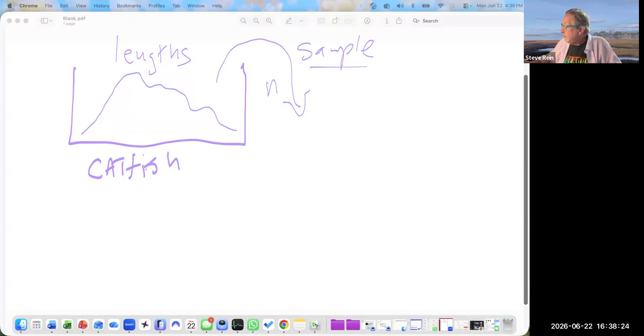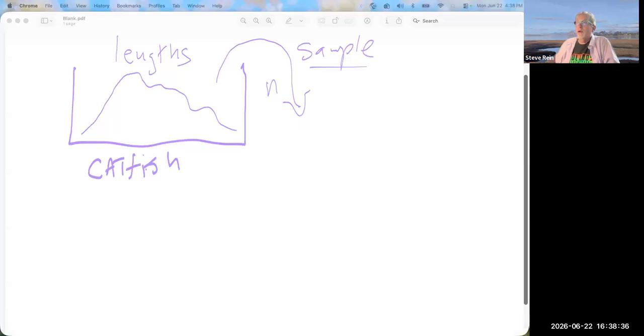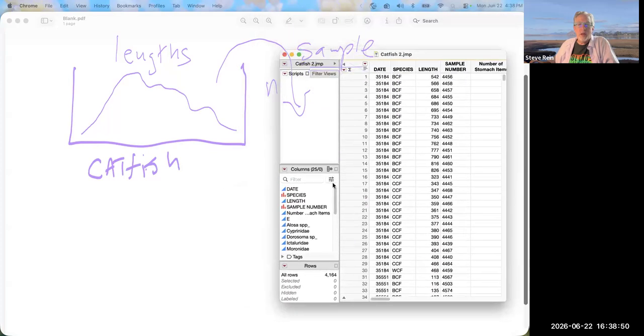Now, you would love to know characteristics about all catfish, but the problem is there's tens or hundreds of thousands of catfish that live in the James River in that location right near Richmond, Virginia. And because there's tens of thousands of fish, you really can't see them all. What you can do is see some of them. So he went out and collected his sample.